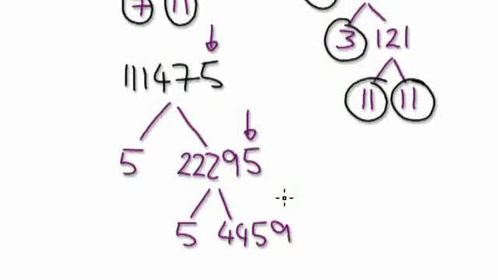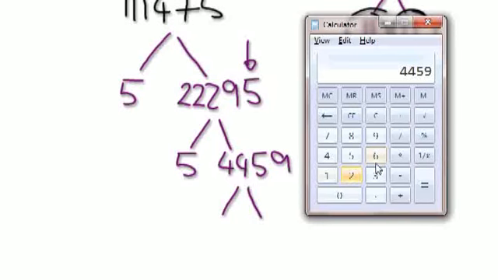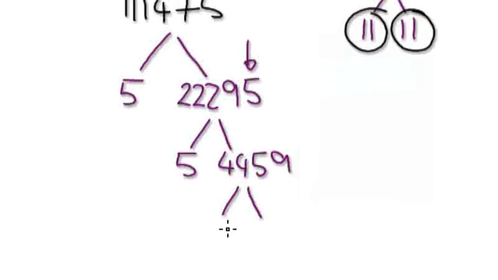Now I'm going to try a 3. Let's see if it divides by 3. If it doesn't, then jump to the next prime. Well, try 7. No, 3 doesn't work. So let's try 7 on 4459. I'm not going to try 5 because it ends in a 9. So let's try 4459 divided by 7 equals, yep, 7 works.